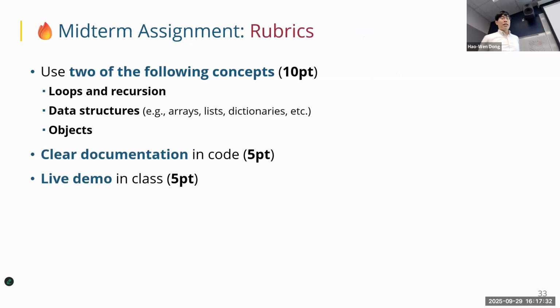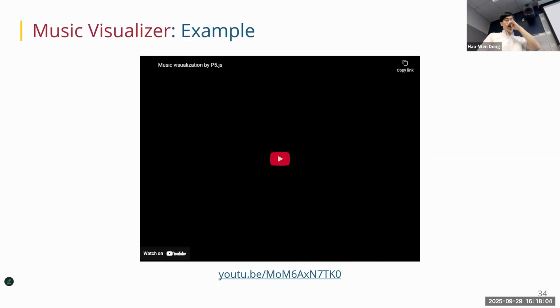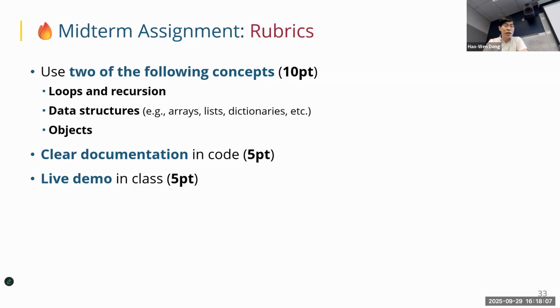The rubric will be something like this: use two of the following concepts: loops and recursion, data structures, arrays, lists, dictionaries, whatever, and hopefully objects, even though people tend to avoid objects at any cost. Anyway, hopefully you get to experience some of these concepts. The other 10 points would be clear documentation in code and also a live demo in class next Wednesday. So definitely start thinking about it. Homework 4 will soon be due, so plan how you work on these.